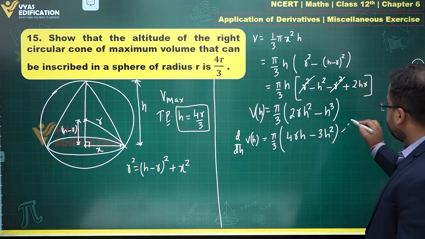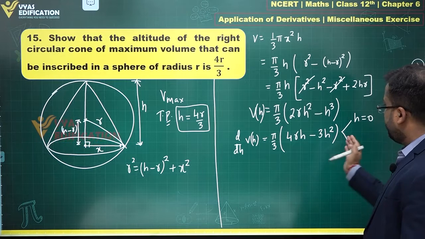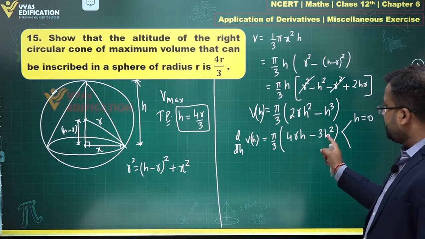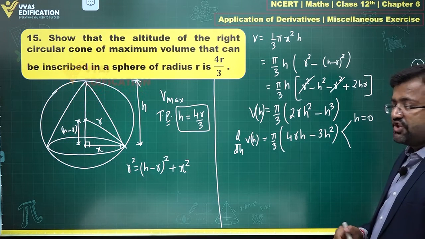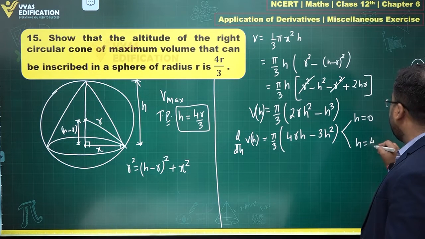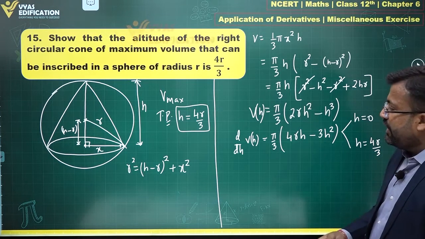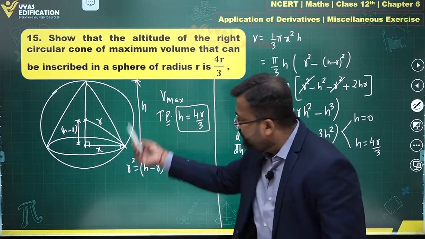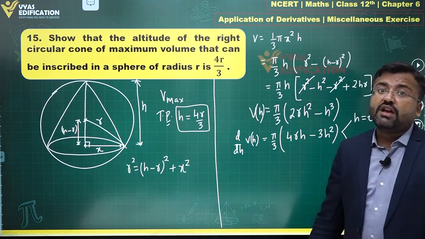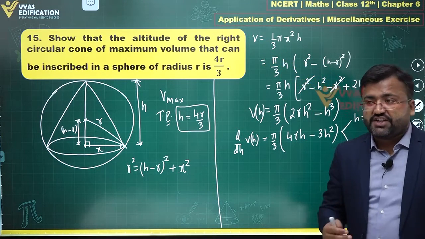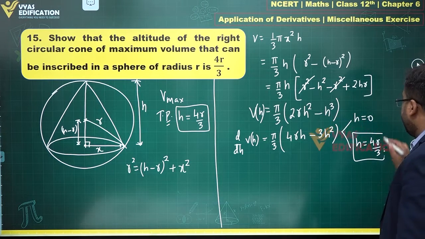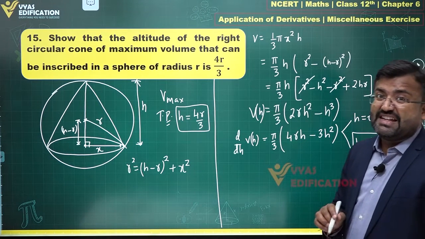And the critical points will be h equals 0 as one of the points, h will come out common. Rest will be 4r minus 3h. So h will be equal to 4r by 3, and you can clearly observe that for h equals 0, the height will be 0, therefore volume will be 0. This will be a minimum condition, and this will be for maximum condition. That's what you can see very easily, right?